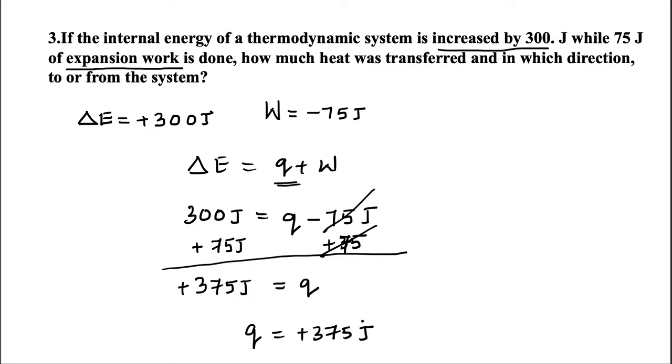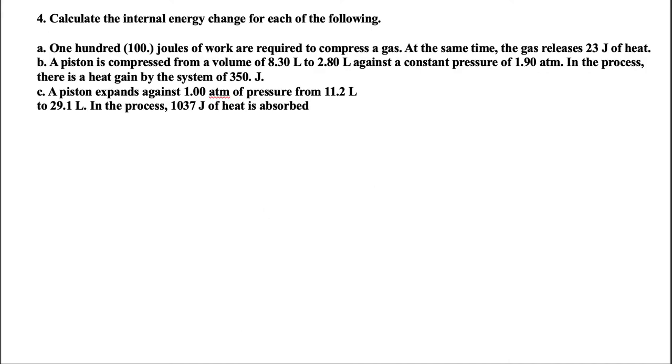What does it mean here? The system is receiving 375 joules of energy, and from that it is spending 75 joules of energy in the form of work, and finally it retains 300 joules of energy. That is why its internal energy is increased by 300 joules. So that is problem 3. Now let's go to problem 4.